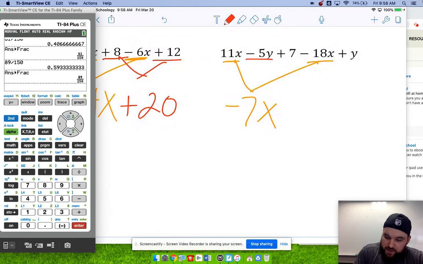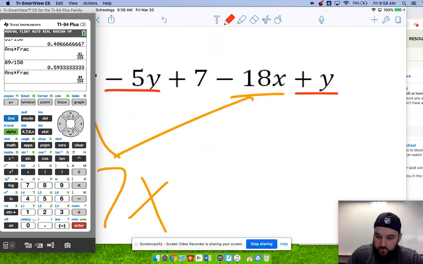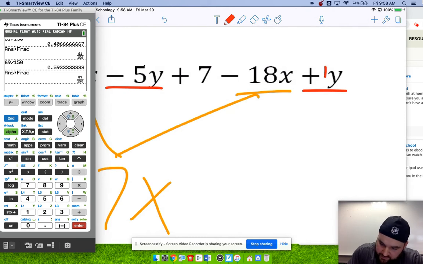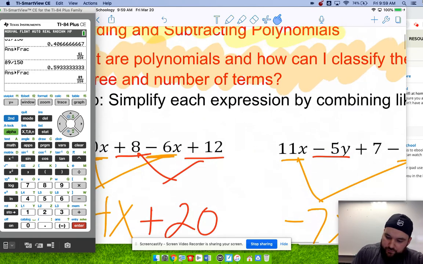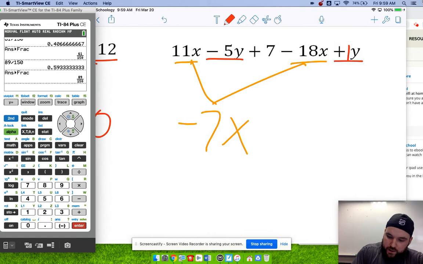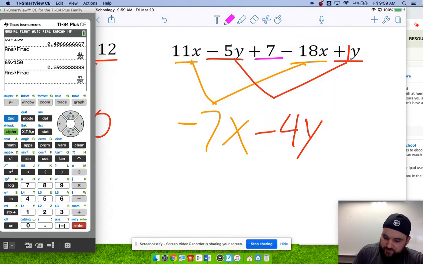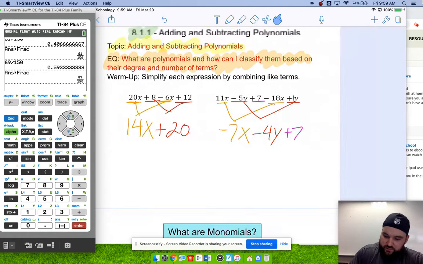My next term, minus 5y, has another y term that it can combine with. Now this is plus 1y. If there's no number in front, which is called a coefficient, we can put a positive 1 there. So if I combine negative 5y and plus 1y, it's minus 4y. Finally, this last term, plus 7, is all by itself, so we just leave that alone.